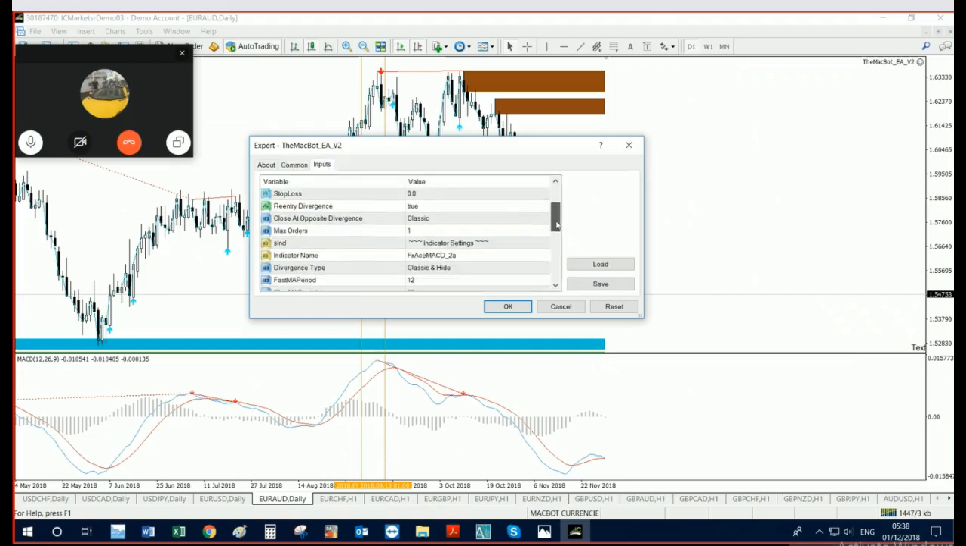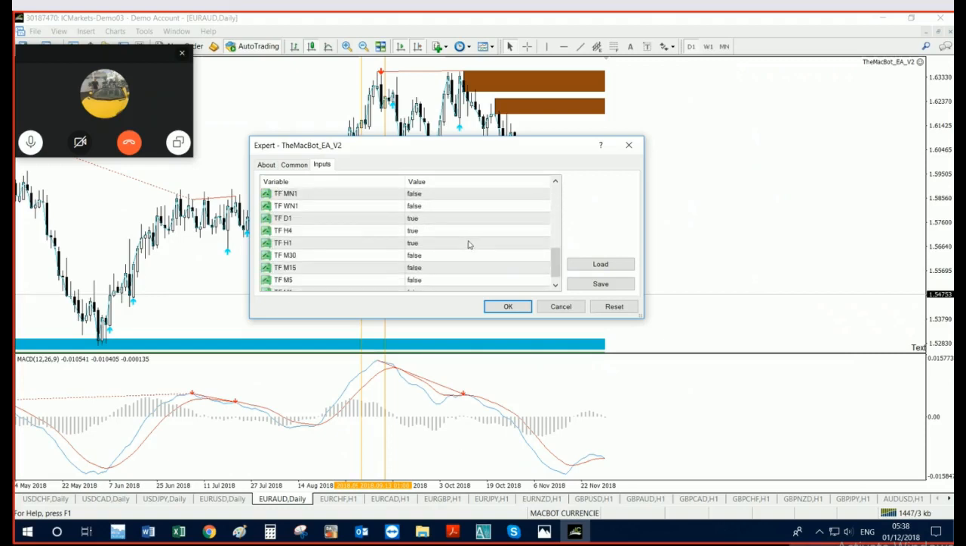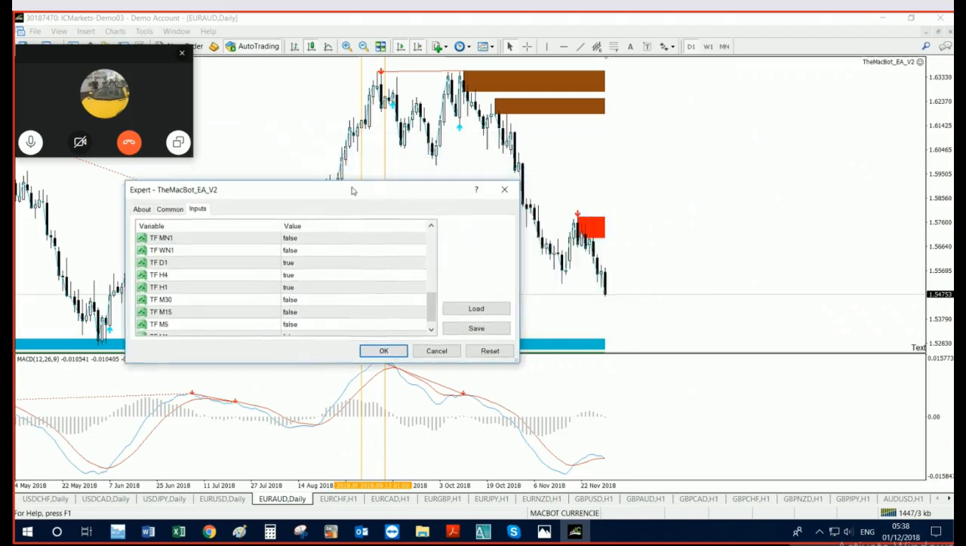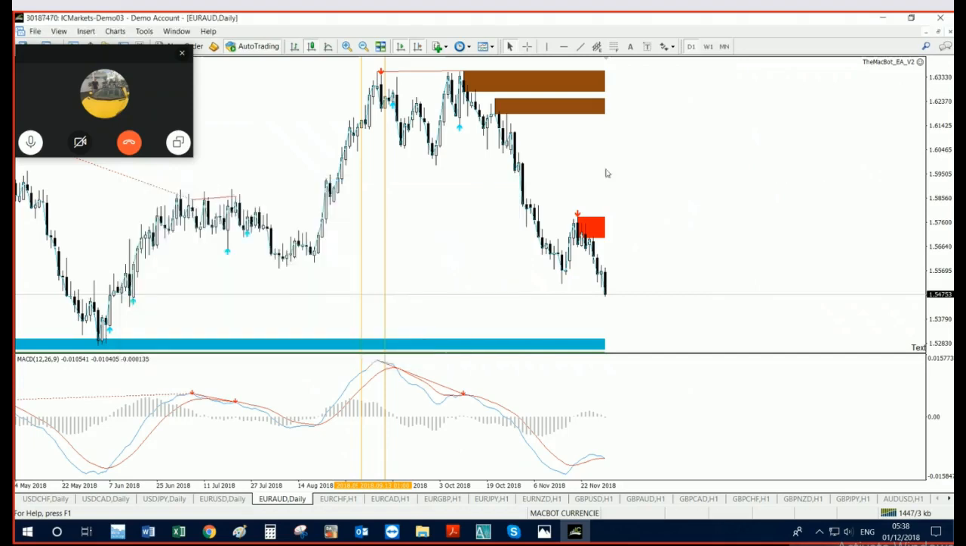Inputs. Classic. And then I'm just going to take the daily, make sure the daily is false. Only daily and 4 hours. No, this is a daily inside a weekly. Sorry. 1 hour and 4 hour. Daily inside a weekly, okay. I see. Okay, ready to go. And then move to the next one.